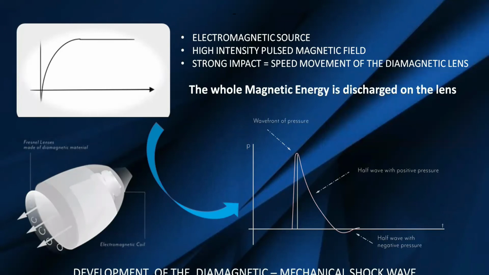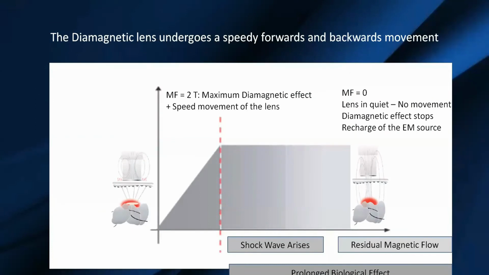In this slide, you can see better the concept of the high intensity magnetic fields and the impact with the acoustic lens that generates a normal shock wave. But the characteristic of these magnetic fields is that they are pulsed electromagnetic fields. This means that we have a rise time, a plateau, and a decline of the magnetic fields.